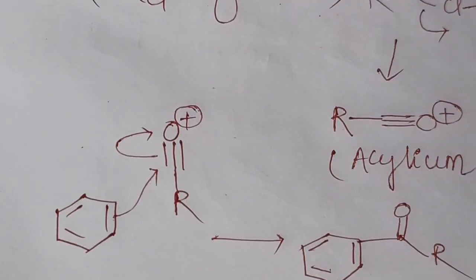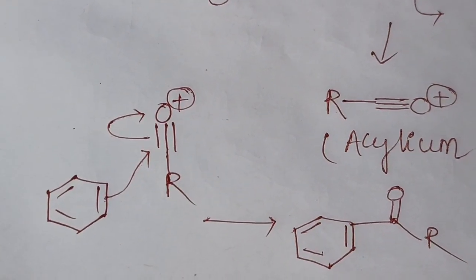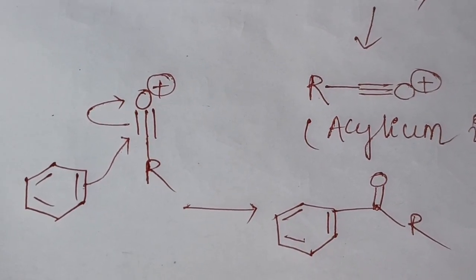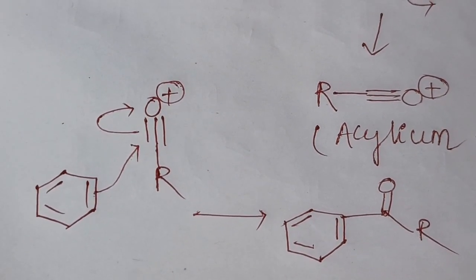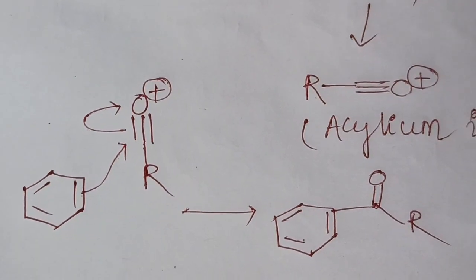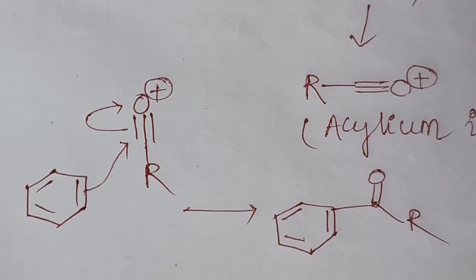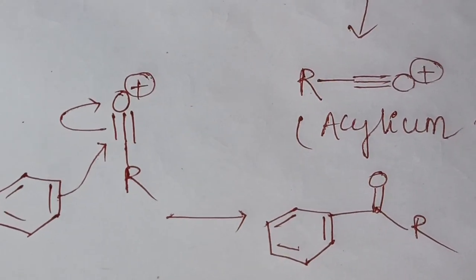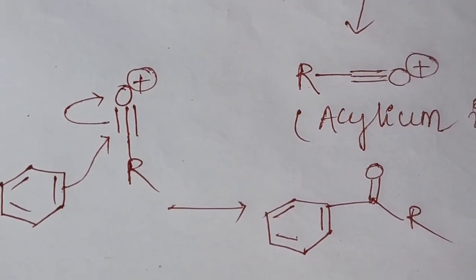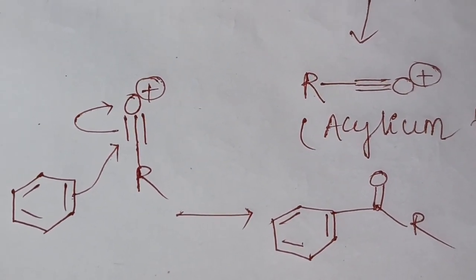Then benzene reacts with this acylium ion and gives this aryl ketone. So this R may be CH3 or phenyl, etc. If we take R as CH3 or methyl group, the name of this compound is acetophenone. If we take R as phenyl group, the name of the compound is benzophenone.